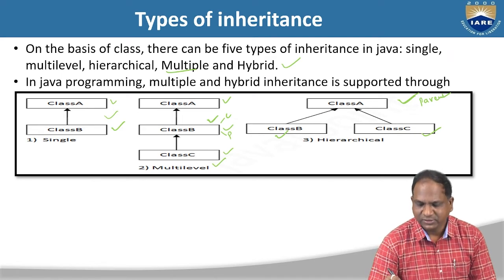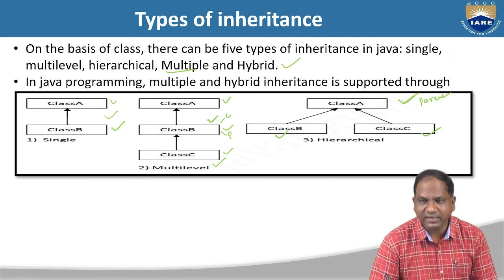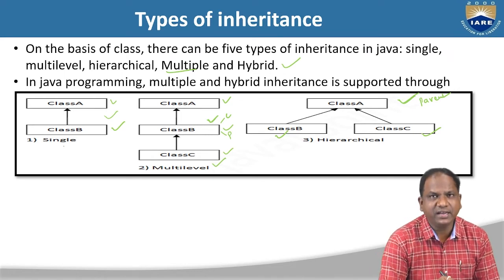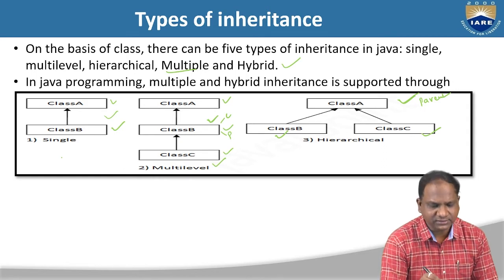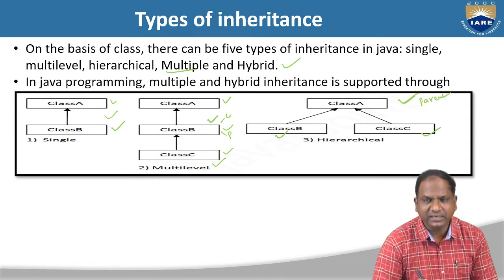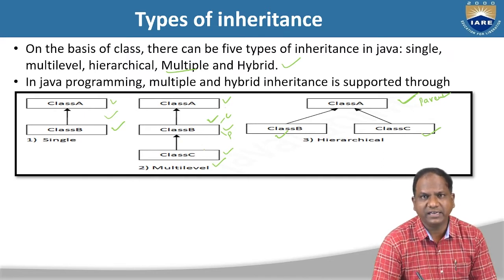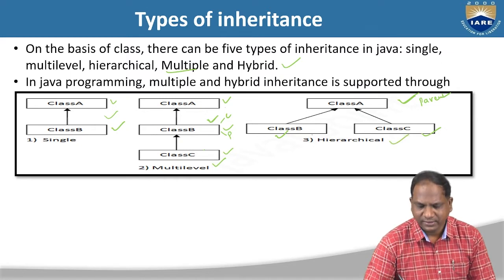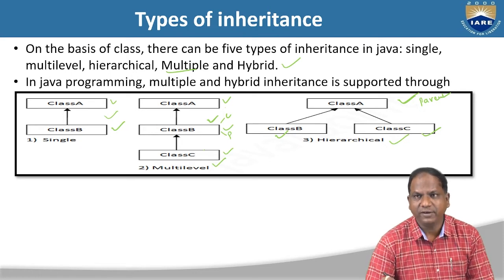Hierarchical inheritance, like a tree structure. One parent class, more than one child class. Single inheritance has only one child class and one parent class. In multi-level inheritance, B in our example acts as a child for class A and a parent for class C. And in hierarchical inheritance, class A is a parent, and B and C inherit the properties of A.